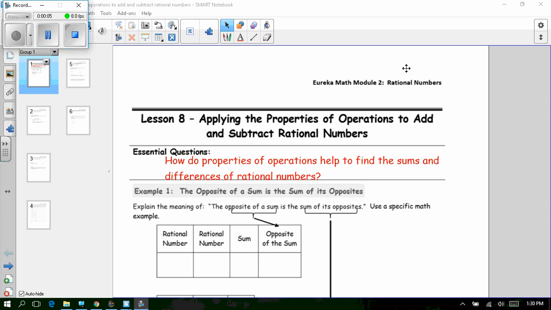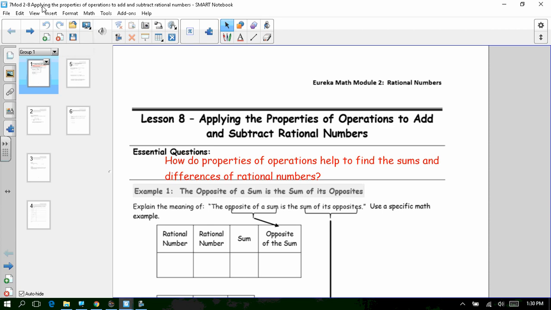We are on Module 2, Lesson 8. I'm on page 53 of our book, Applying the Properties of Operations to Add and Subtract Rational Numbers. All right, the essential question today: how do properties of operations help to find the sums and differences of rational numbers?